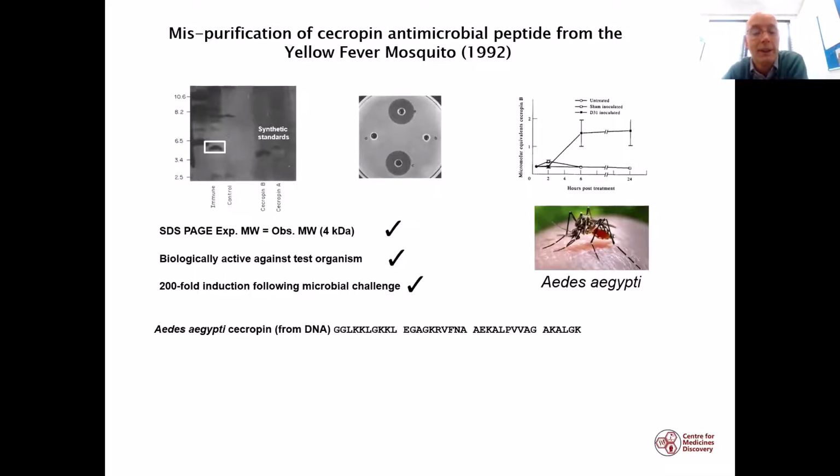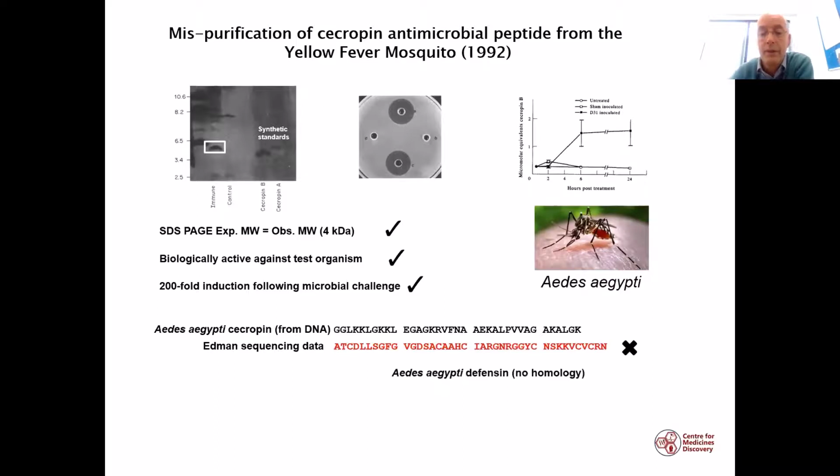This is what we're expecting. This is the sequence from the DNA. And we purified this. We sent it off for Edman sequencing, as then we didn't have mass spec available. And this is the sequence we got back. I'm just aligning it with the cecropin sequence. And as you can see, there is absolutely no homology whatsoever. It's a completely different protein. It has the same biological activity, it has the same inducibility, it has the same gel mobility, and it is a completely different protein. This is an important lesson.